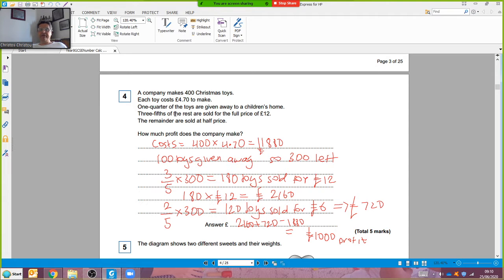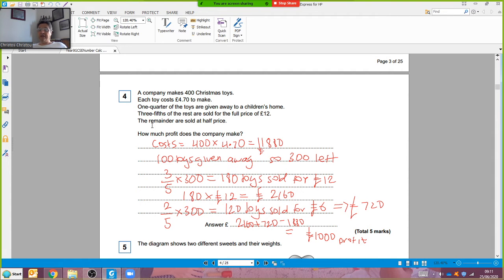Now it says 3/5 of the rest. 3/5 of what rest? Oh, these 300, the left over. So 3/5 of 300 comes to 180 toys. And bear in mind, this is a calculator paper. What about these 3/5? Well, they're sold for the full price of £12. So I've now got to take my 180 toys and sell them for £12 each. That comes to £2,160.